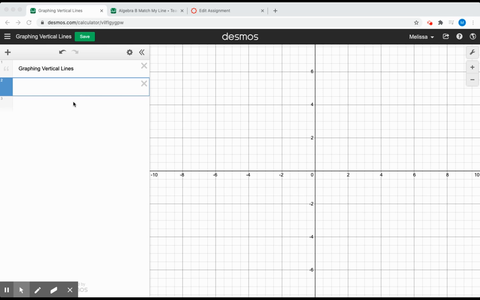Okay, now we are graphing vertical lines, and I want you to have your paper handy, and I want you to label that paper now. Graphing vertical lines. Vertical means straight up and down, right?